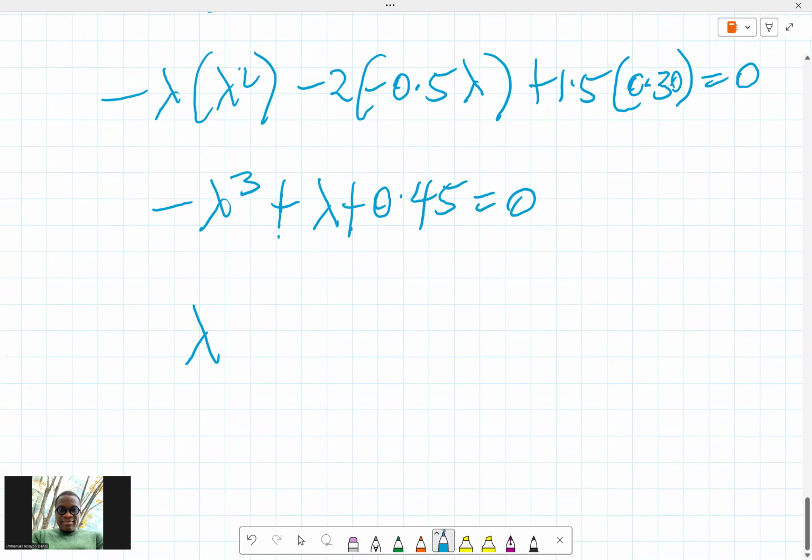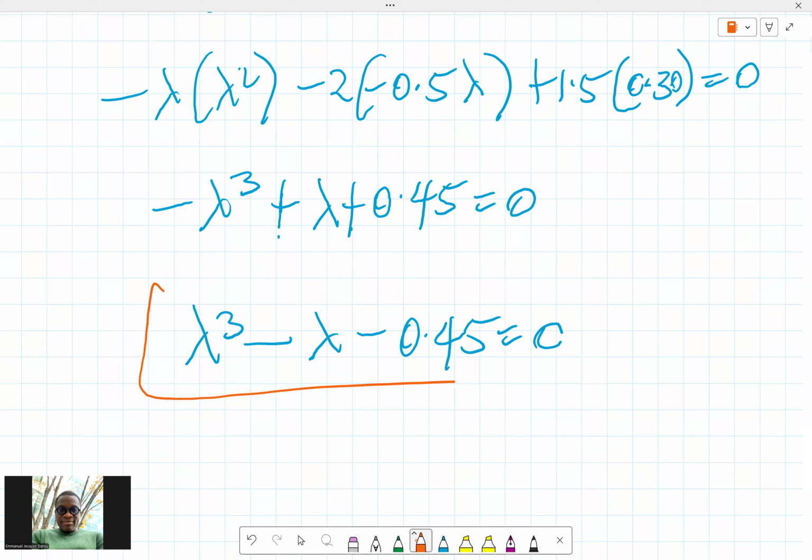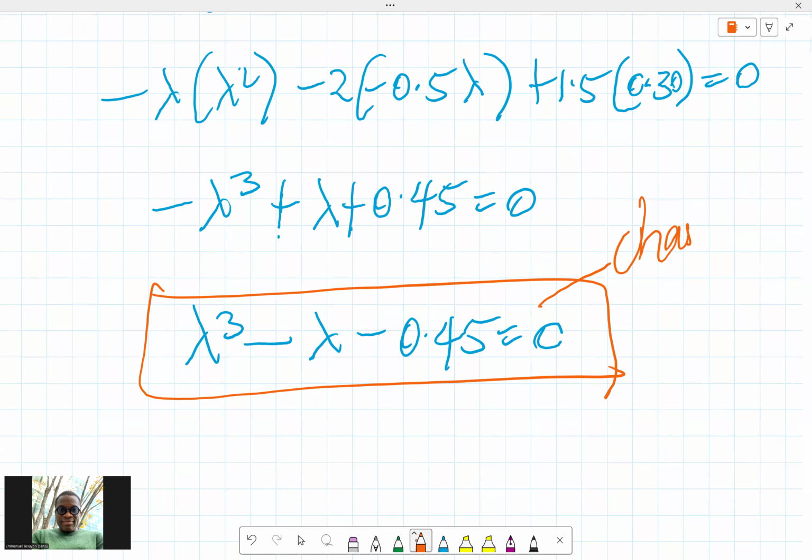So we have lambda cube. If you divide through by minus 1 or multiply through by minus 1, we have lambda cube minus lambda, minus 0.45 equals 0. So this is what we call the characteristic equation, which we solve to get the eigenvalues, okay? Without the equality side, it becomes a characteristic polynomial.